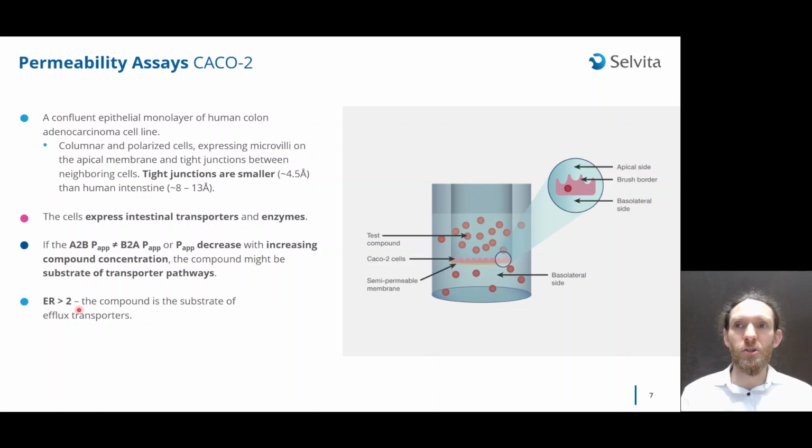Also, if the efflux ratio is equal to or above 2, then the compound is the substrate of efflux transporters. To have final confirmation whether the compound is really a substrate of efflux transporters, we can use inhibitors of these efflux transporters. So when those inhibitors will be applied and we will see a change, usually like a change of the readout, then that will be a confirmation that the compound is a substrate of this particular transporter.